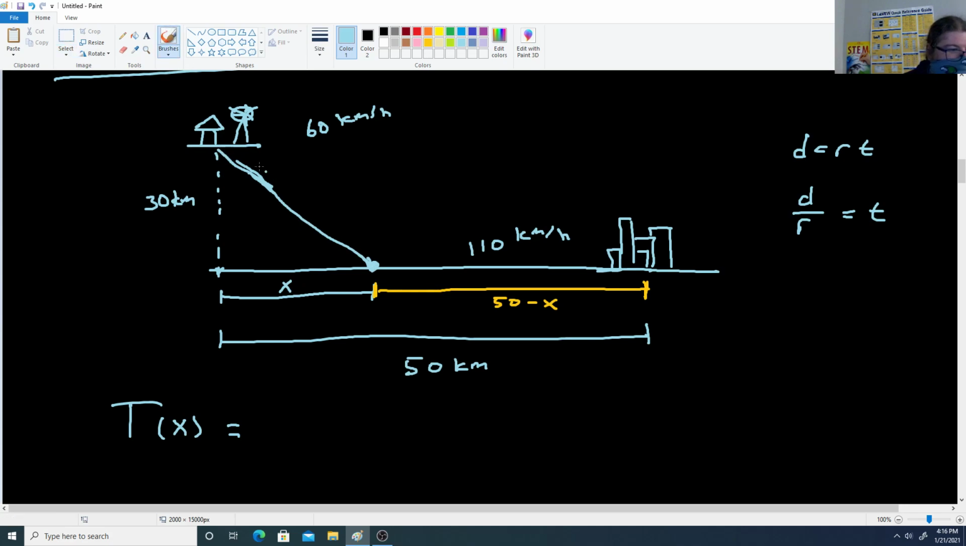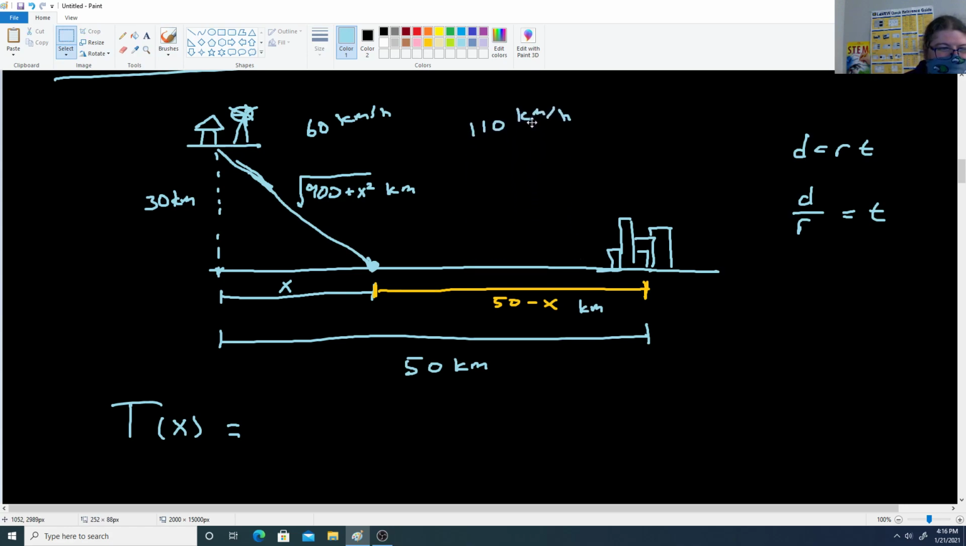This right here, this diagonal length, we can use the Pythagorean theorem. The distance on that is the square root of 900 plus x squared. So it's 30 squared plus x squared, the square root of that. It's that many kilometers. The 60 kilometers per hour is the speed limit there, so we want to make sure we don't get that confused with the actual distance. And then this one right here is 50 minus x kilometers. The speed limit is 110 kilometers per hour.